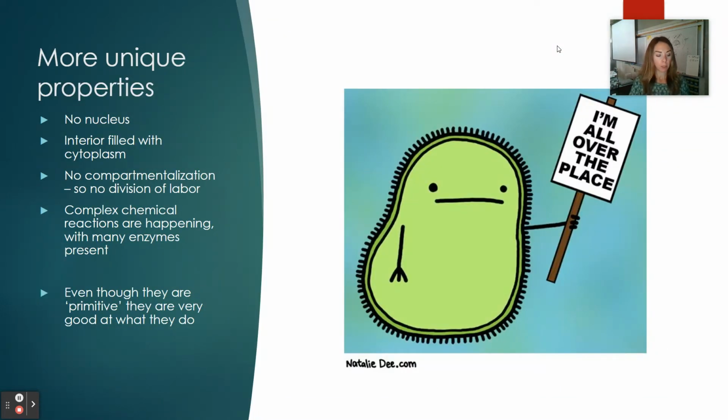Something else that's unique about prokaryotes is there is no nucleus. The DNA is kind of free floating. Everything else is kept together with a cytoplasm. You can think of plasm kind of like plasma. It's not completely liquid, but it's a liquid-like substance made of mostly water. No compartments, so they don't divide up the labor. There are just complex chemical reactions, many enzymes present, nothing specialized. Even though they're primitive, they're extremely good at what they do.